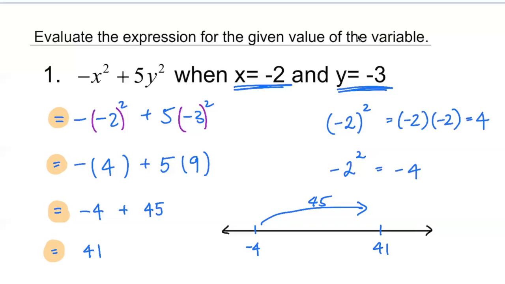So you may go ahead and try number two and make sure you get the right answer. Practice the use of parentheses for your substitution, and you will surely get it right.